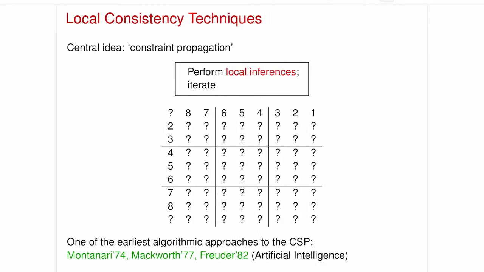Let's illustrate the idea. Arc consistency is a special case of a local consistency algorithm. There's a very easy idea behind this. We will perform local inferences and then repeat, making local inferences until maybe we find a contradiction, in which case we say the CSP is unsatisfiable. And otherwise, we hope that there is a solution. And you all know this principle from Sudoku.